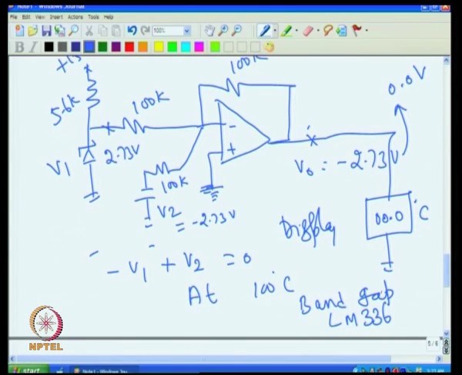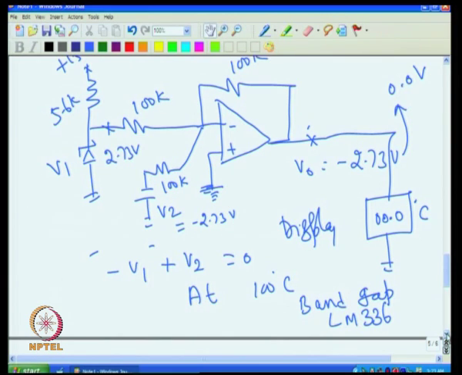Even that is sometimes objectionable, as we will see. But in this example we assume we use the LM336 Zener to generate V2. The only issue would be that it is not 2.73 volt, the Zener that we have is only 2.5 volt.